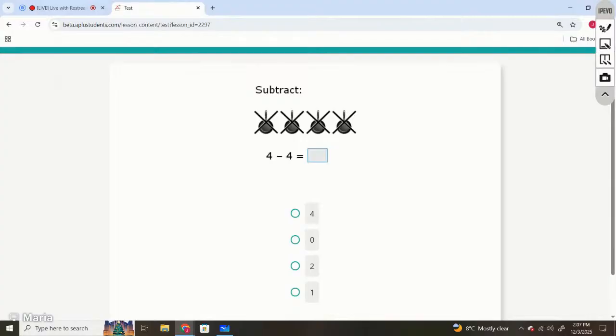Four take away 4, which is the correct option? So 4 take away 4. Subtracting a number from itself always makes a 0. 4 take away 4 is 0. Like you can see, you have 4 pans. They all are crossed out. So you're left with nothing. So 4 take away 4 is 0.